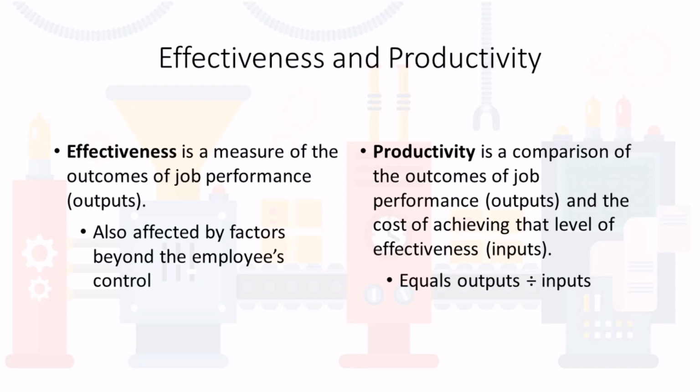2. Productivity is the ratio of outputs to inputs, or the cost of achieving that level of effectiveness. For instance, the cost of labor, of supplies, of energy consumed. Now that you know more about job performance, you'll consider ways of measuring it in the next lecture.